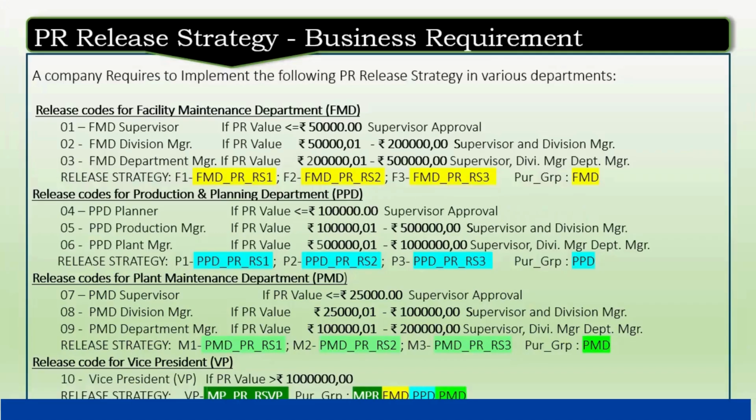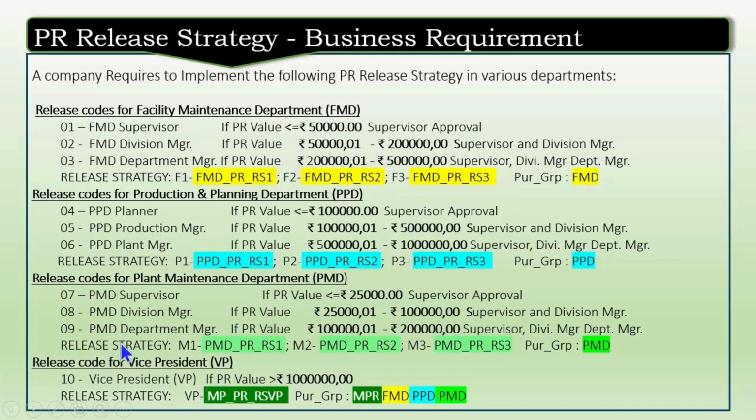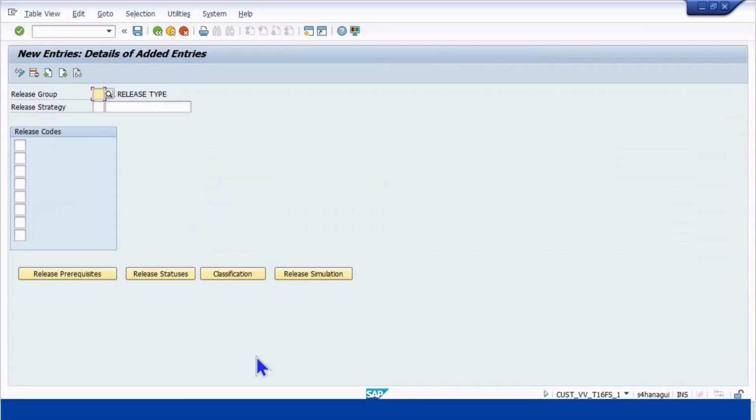Now we'll create the release strategy for the plant maintenance department. So M1 is the code for the release strategy. We'll build it. I'll go back. So release group, release strategy is M1, plant maintenance department underscore RS, PR first, underscore RS 1.